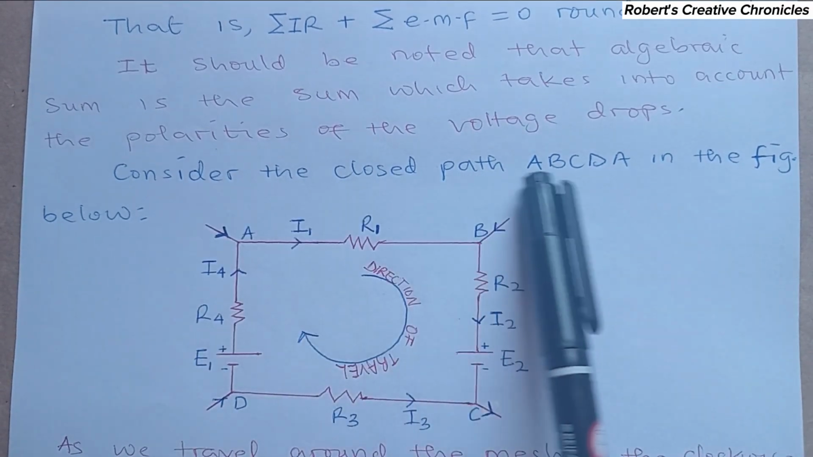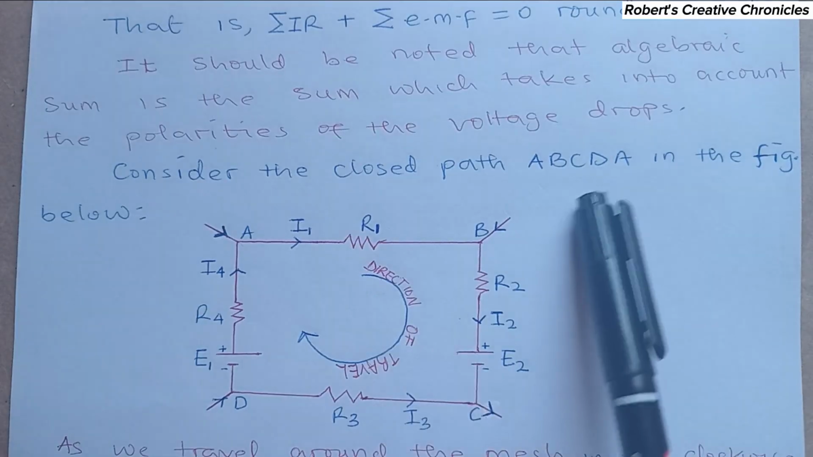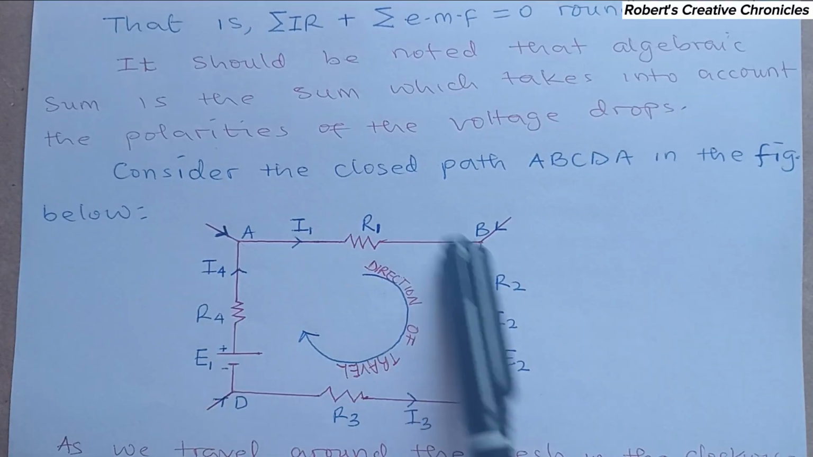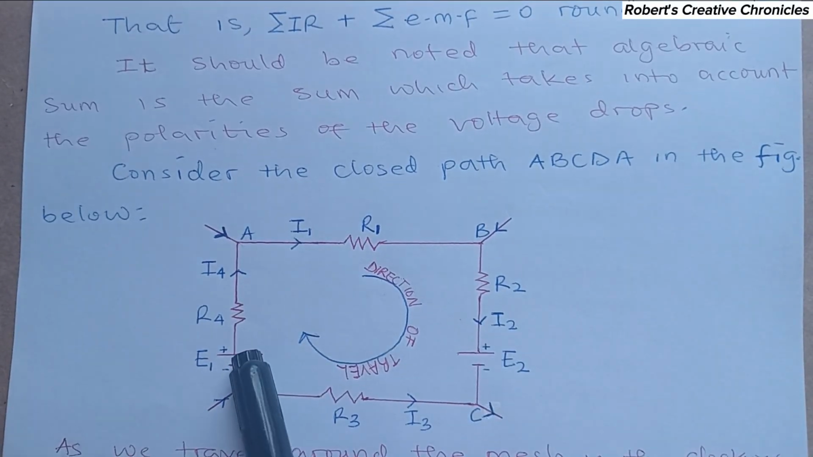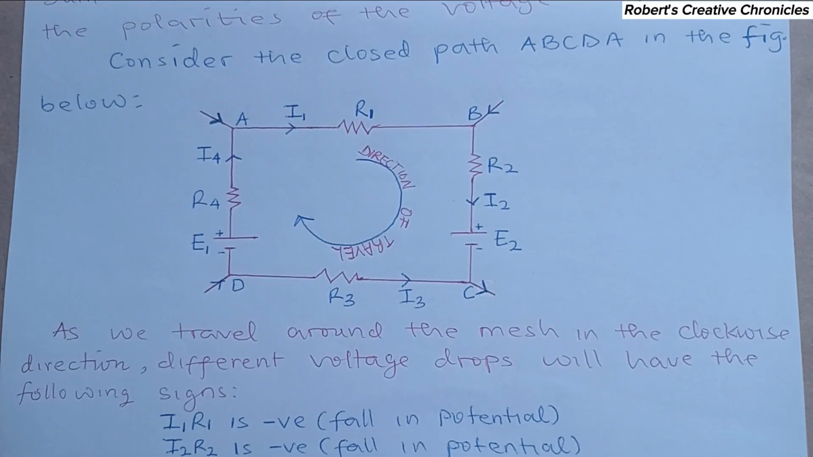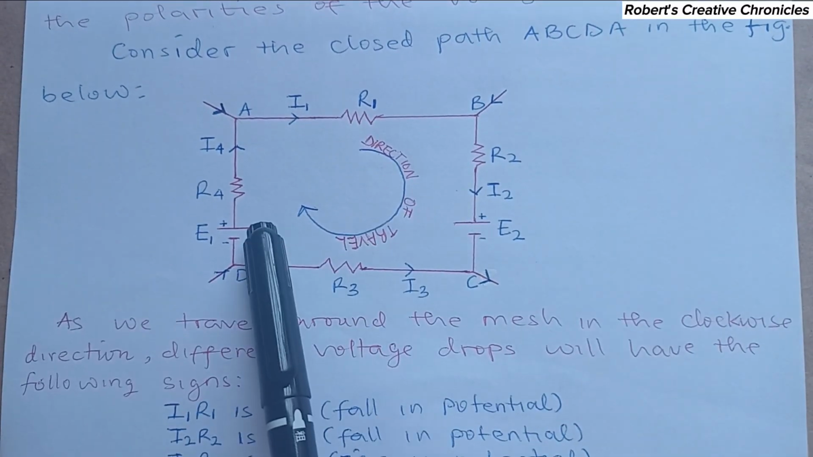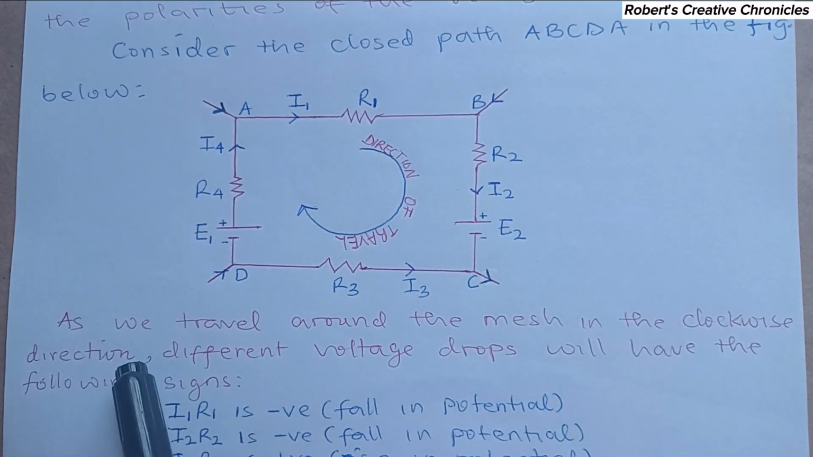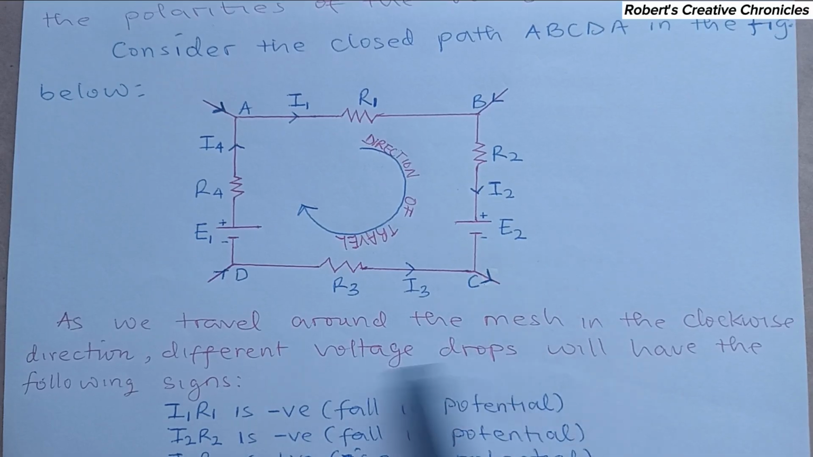Now consider the closed path A, B, C, D, A in the figure below. This is the closed path. It's a mesh. Now our direction of travel will be clockwise. As we travel around the mesh in the clockwise direction, different voltage drops will have the following signs.